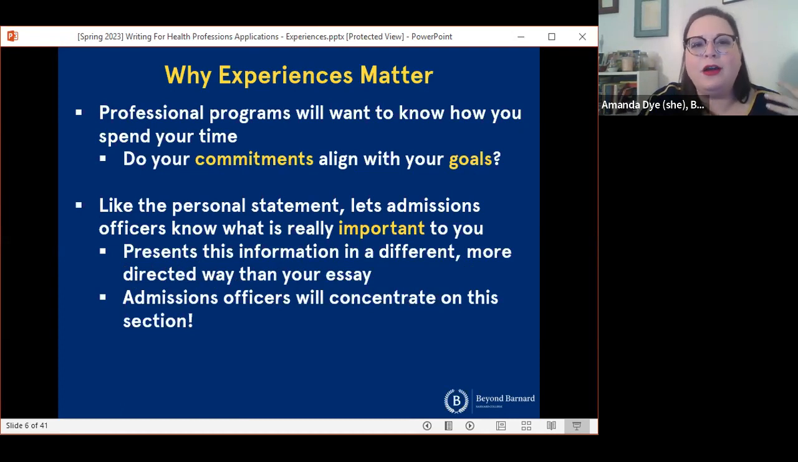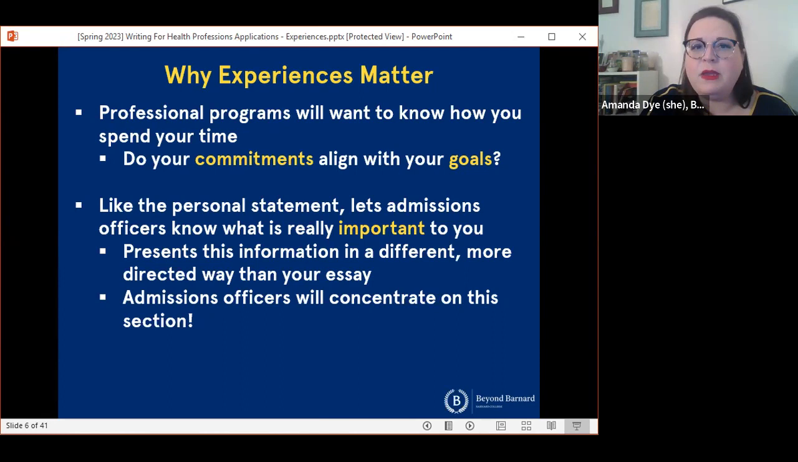Professional programs are really interested in these sections because they want to know how you've spent your time as part of your preparation for your application process. And, you are what you do to a certain extent in this application process. And so showing that your commitments, the things that you're talking about being interested in, for example, in your personal statement, are things that align with the way that you've spent your time over the past few years is a really important part of the process.